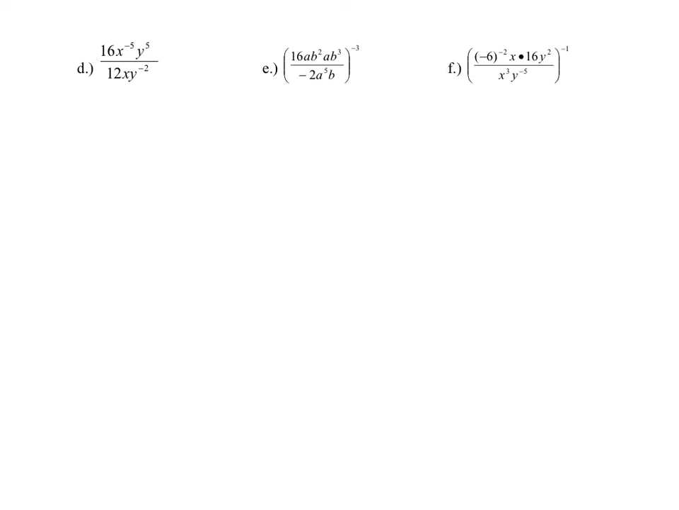Okay, again, if you're using this video to remind you what to do with negative exponents, seriously, try these problems. See if you can get them right.